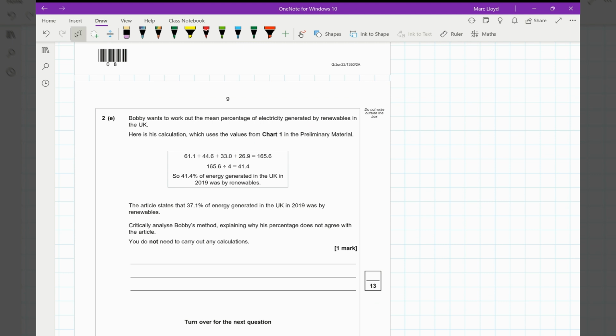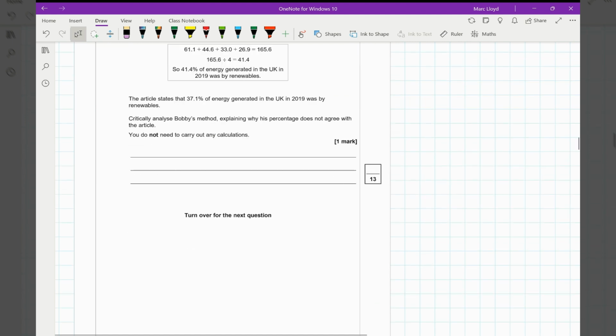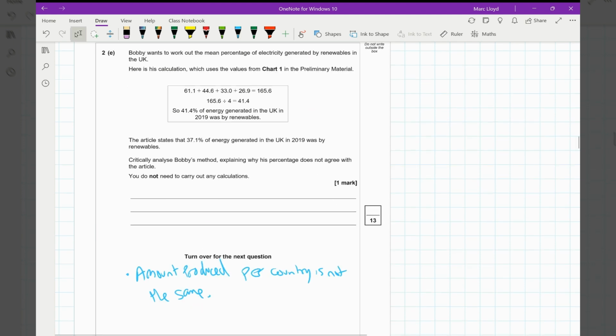Another mark for a bit more critical analysis. I've got 3 bullet points here. So the amount produced per country is not the same. So this guy, Bobby, has basically wanted to find out the average across all 4, and he's found the average of the averages, and that doesn't always work. Therefore, his calculations are wrong.